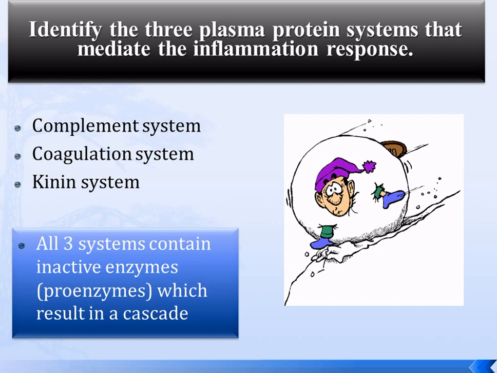All three of these systems, they start with inactive enzymes. They call them proenzymes. And all three of the systems have what they also call a cascade effect. So when you look at proenzymes, they're already in your system. They're right there. You have blood clotting factors that are flowing through right now, but they're not doing anything. They're proenzymes before the active enzyme.